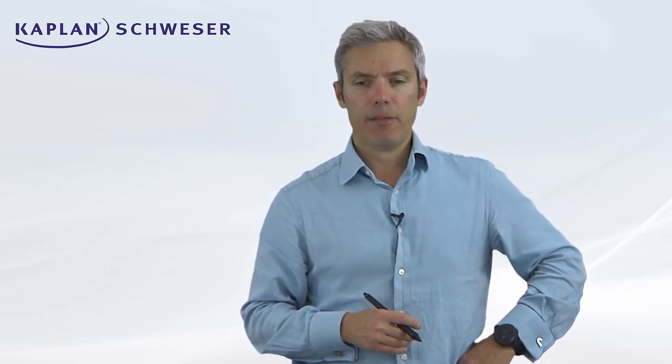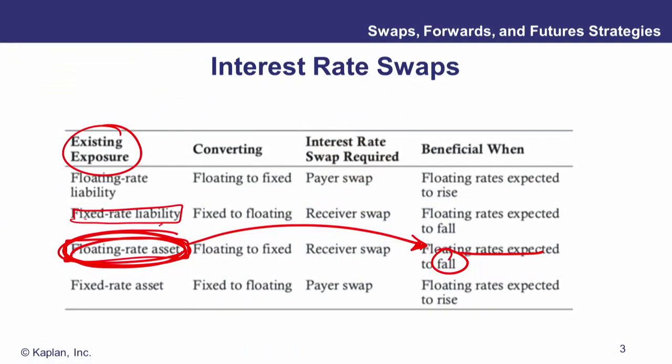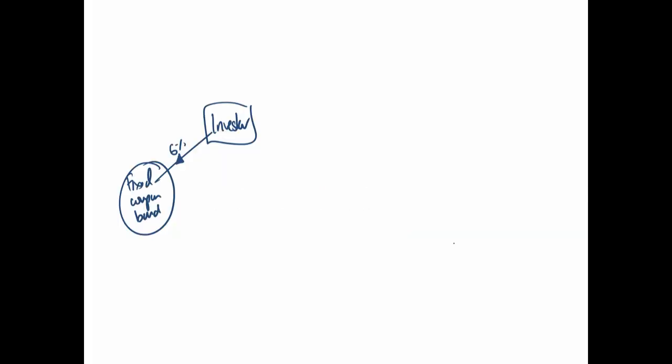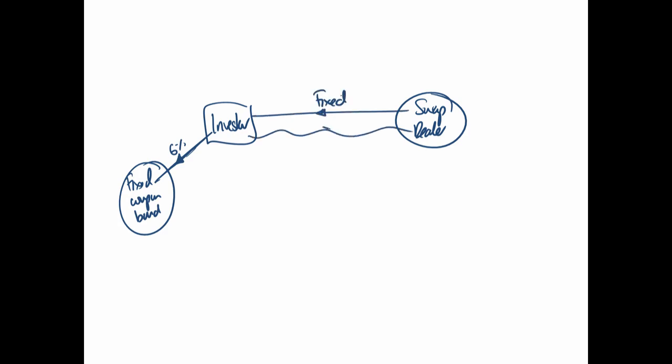Well, it might be because they expect rates to fall and 6% becomes a very high coupon in that lower rate environment. So very similarly here with a fixed rate liability, we might be worried that rates are going to fall. Notice that that's exactly the same concern as the previous investor that had a floating asset. And that leads us to have exactly the same trade with the swap dealer, because we don't want this fixed going out anymore. So we get fixed coming in. So we are a receiver again, and out goes the floating.